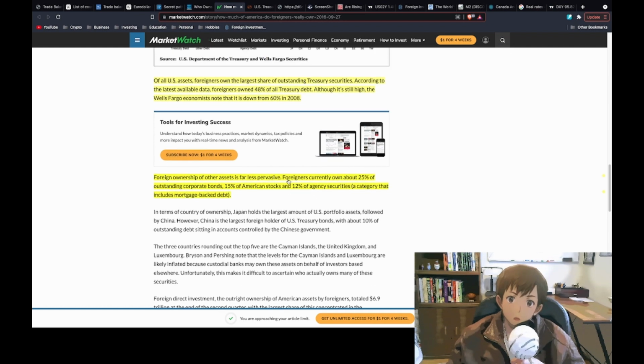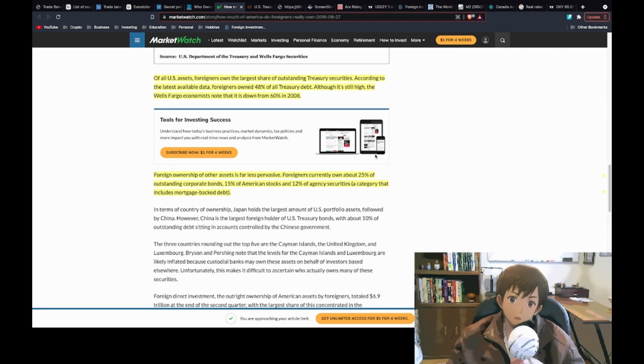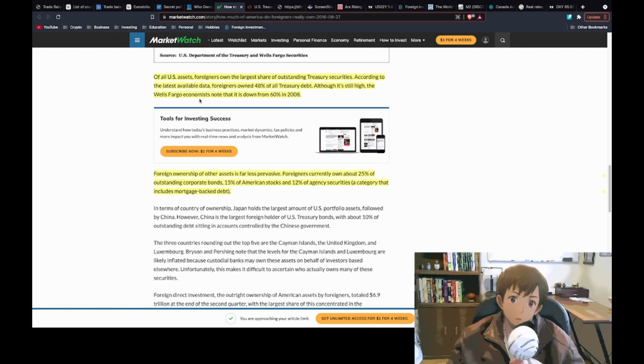So I would guess that these numbers are different, but it's just a good example to show you a little bit more of a deeper breakdown as to what foreigners like to buy. So of all US assets, foreigners own the largest share of outstanding Treasury securities. According to the latest available data, foreigners own 48% of all Treasury debt.